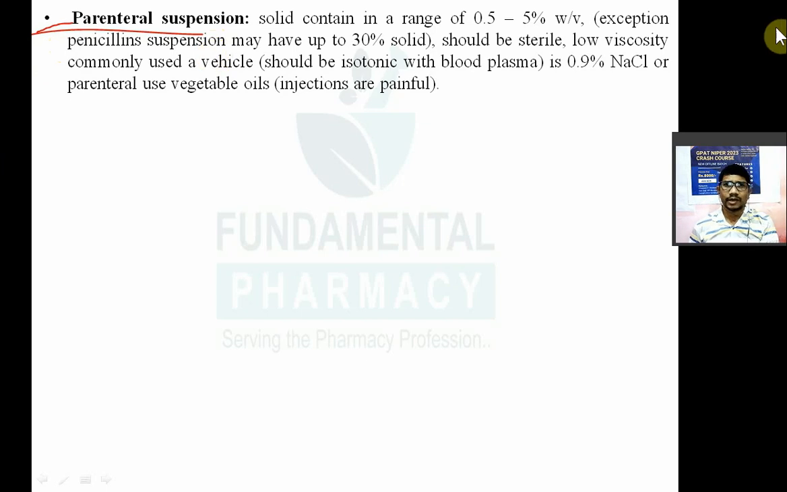Now the solid content present in a suspension used parenterally is in a range of 0.5 to 5%. Remember, 0.5 to 5%. The exception is antibiotics. Penicillin suspension may have up to 30% solid. Normally, the particle size range in parenteral suspension is 0.5 to 5 microns. So solid content ranges from 0.5 to 5%, but in some cases like antibiotics, it may be up to 30%. If it is oral, it may be up to 50%, right?